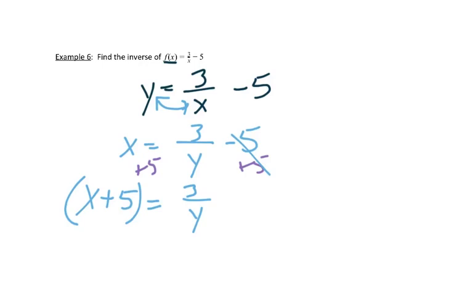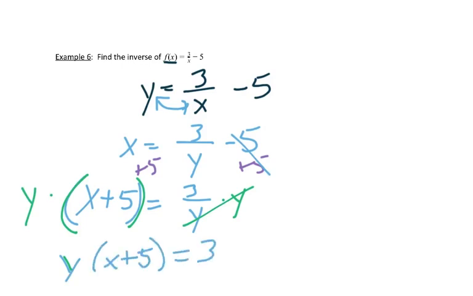Now y is in the denominator, which makes it a little bit harder here, a little bit more steps. We have to put this x plus 5 in parentheses, and then we'll multiply both sides by y, because here 3 is being divided by y. Opposite of division is multiplication. So that leaves me, and I just want to leave the left side as it is, with y times x plus 5 equals 3.